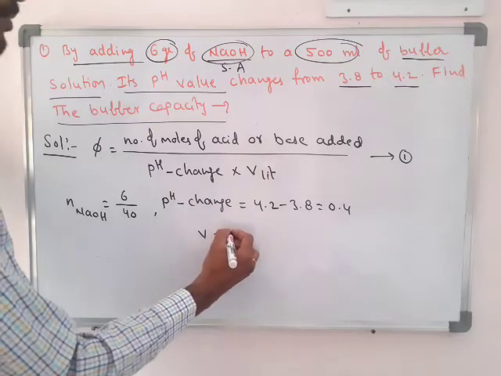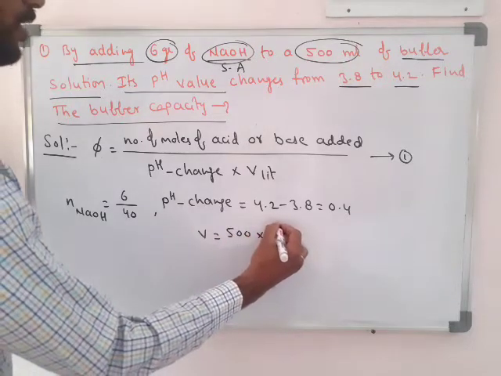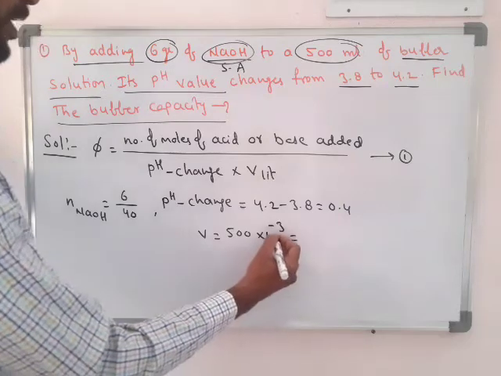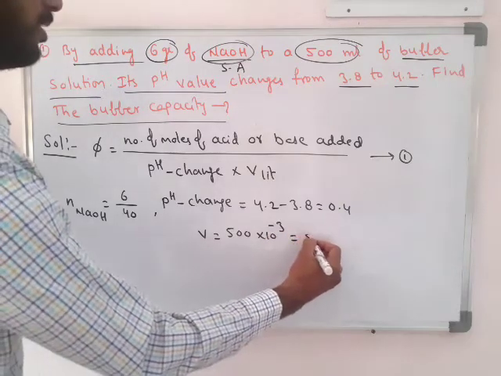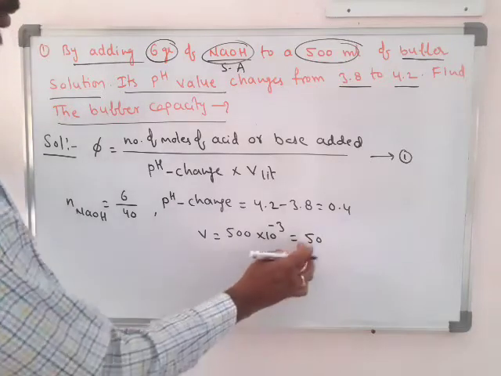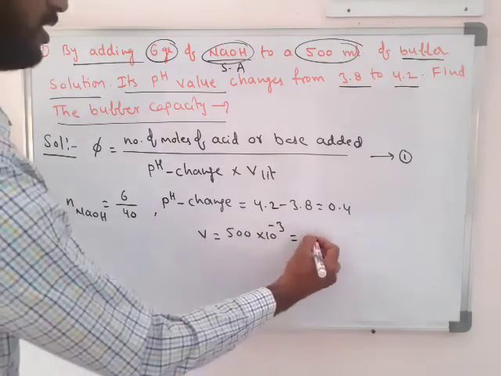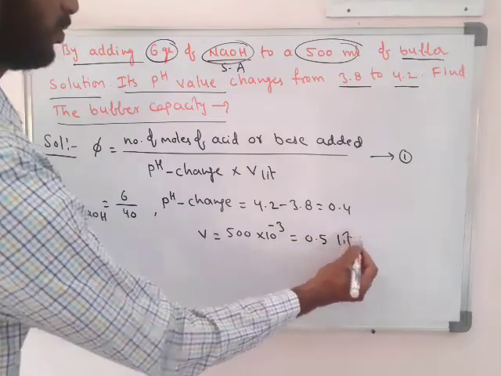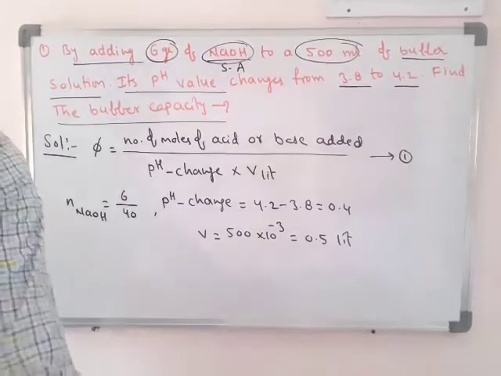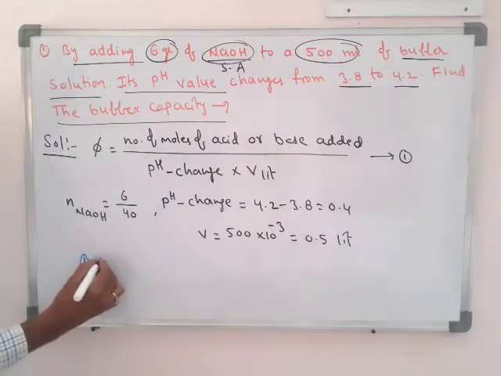So 500 milliliters means 500 into 10 power minus 3. So 10 power 3 means it becomes 50 liters. Okay, sorry. It is 10 power minus 3, not 2. So with minus 3 we will get 0.5 liters. Now substitute all these values in equation 1.